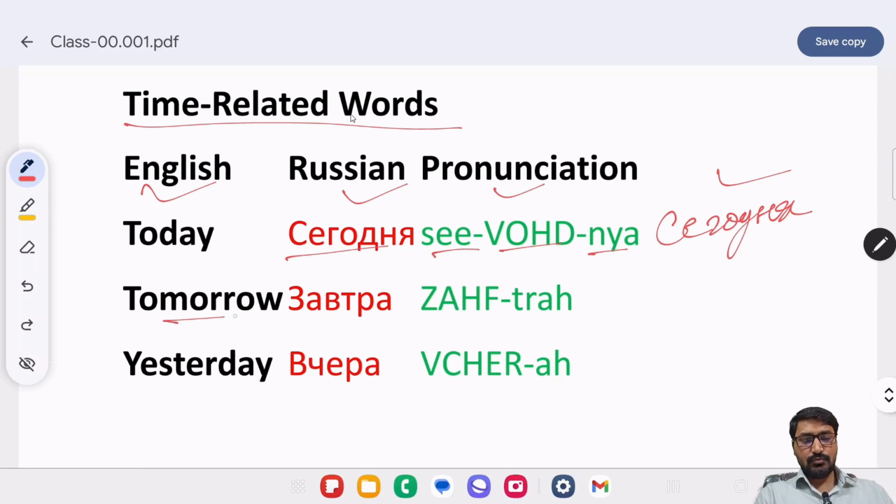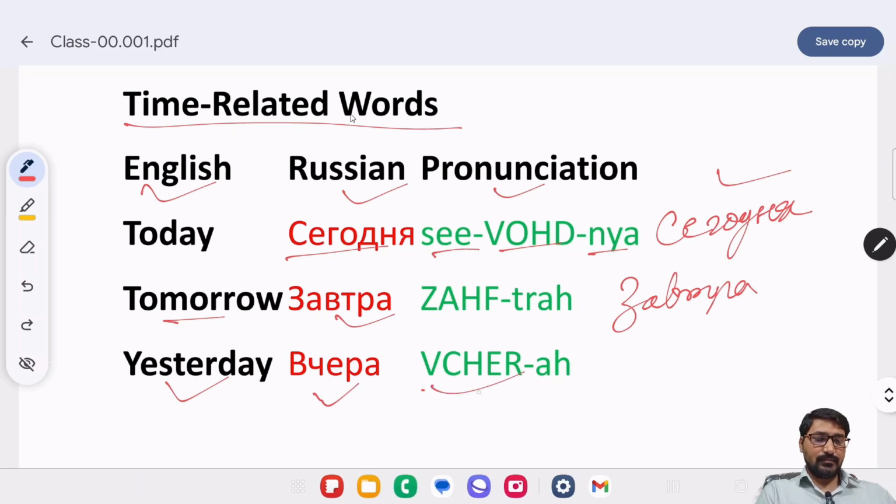Sivodnya. Tomorrow. Tomorrow is nothing but zavtra. What is that? Zavtra. How to write? Like this. Zavtra. Yesterday. That is chera. See, something is silent here. Y is there but not full. Chera. Like that. So how to write? Chera. So today is Sivodnya, tomorrow is Zavtra, and then yesterday is Chera.